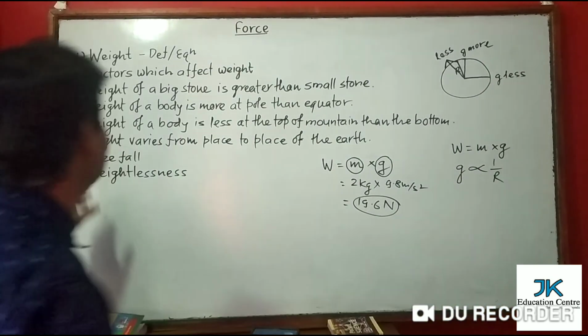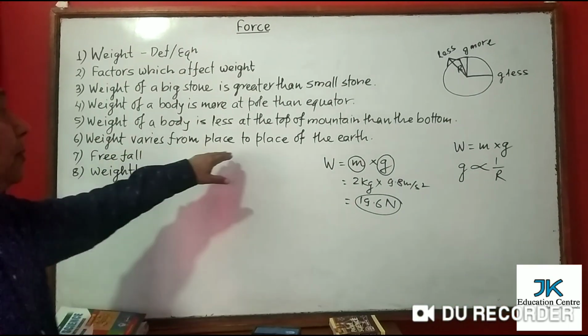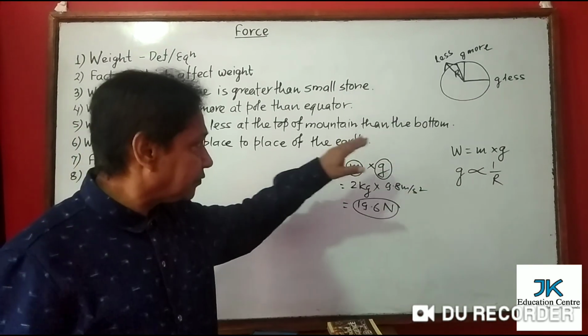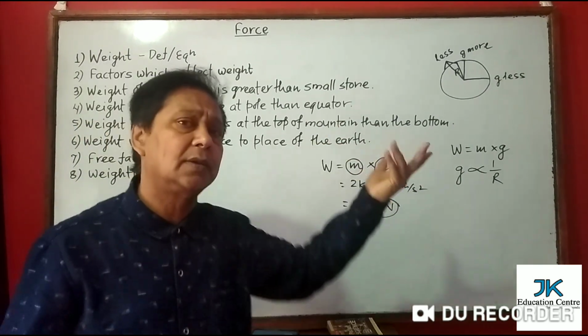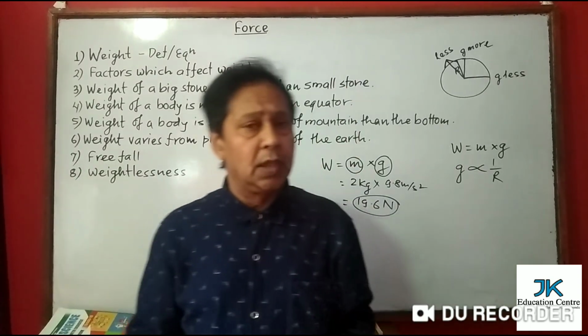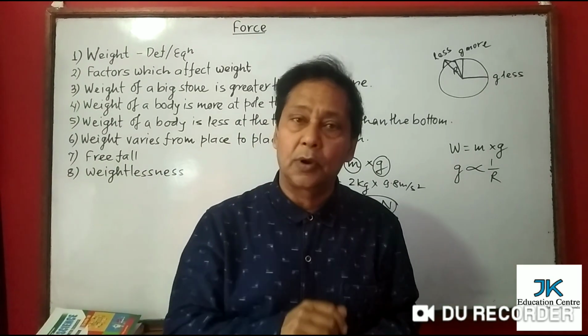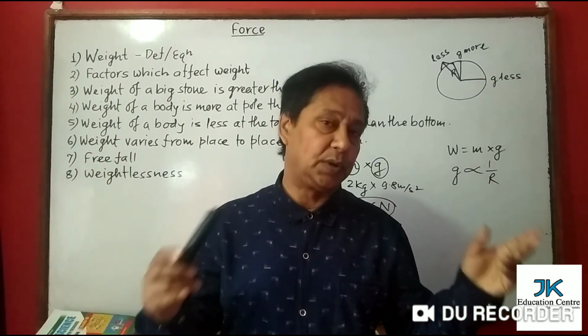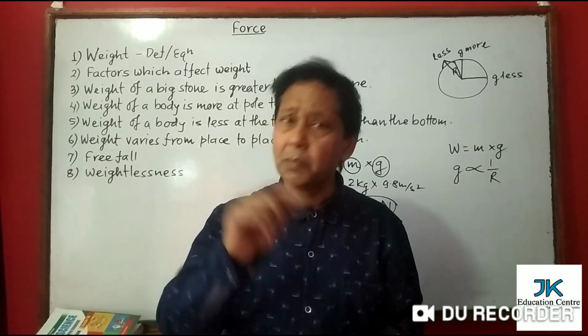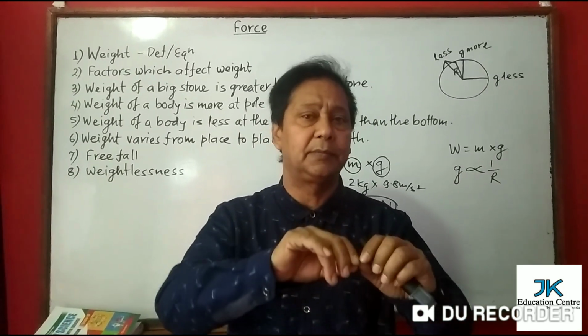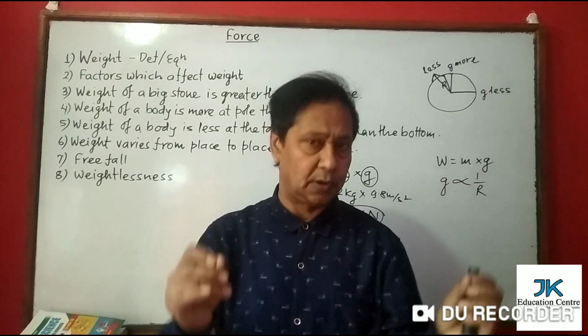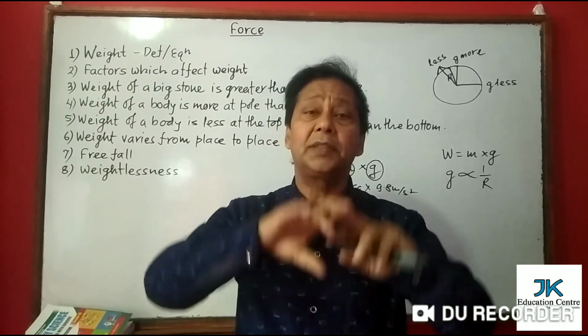Now next, look at this. Weight varies from place to place of the earth. How to answer this question? This also, we start with the same thing. Weight of a body is the product of its mass and acceleration due to gravity. Mass of the body remains the same throughout the earth, at any place of the earth. But the earth is not a sphere.